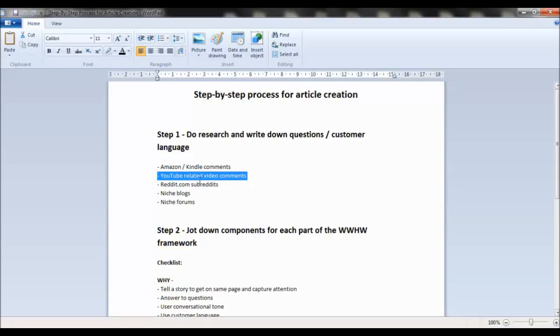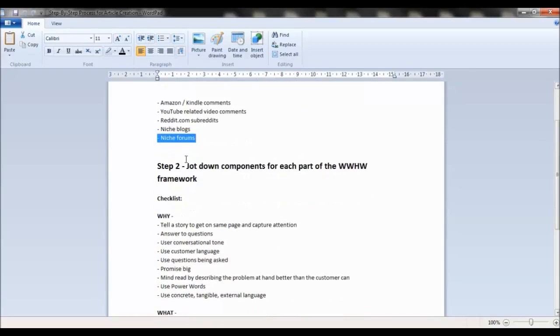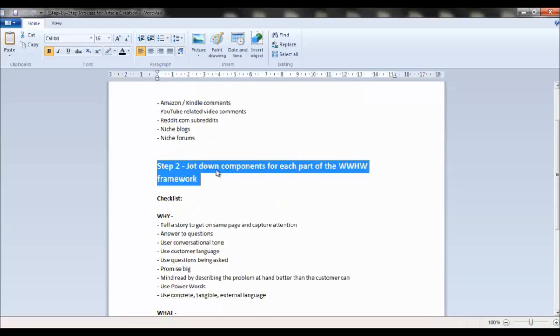Okay, and then reddit.com, within these subreddits you can also do pretty much the exact same thing. Do the same with niche blogs in your specific niche and niche forums. So do your research up front. You want to collect these things and then go from there to create the components. So step 2, jot down components for each part of the why, what, how, what if framework.